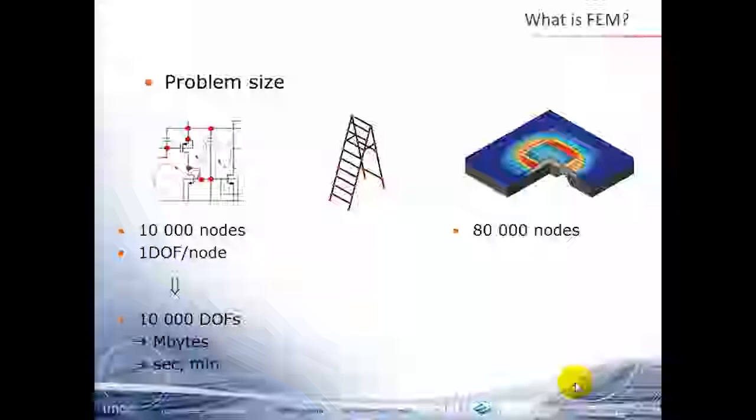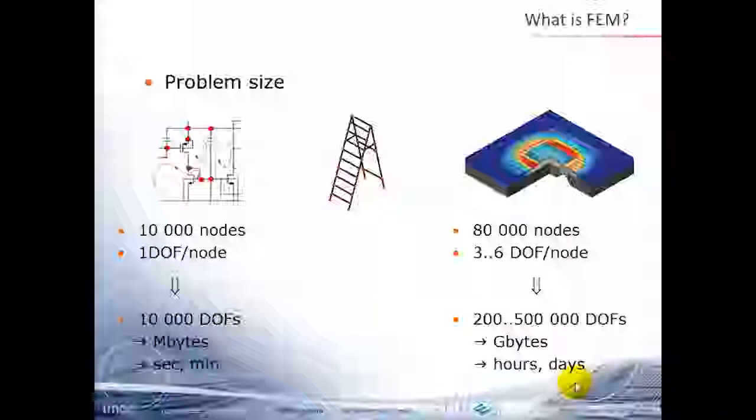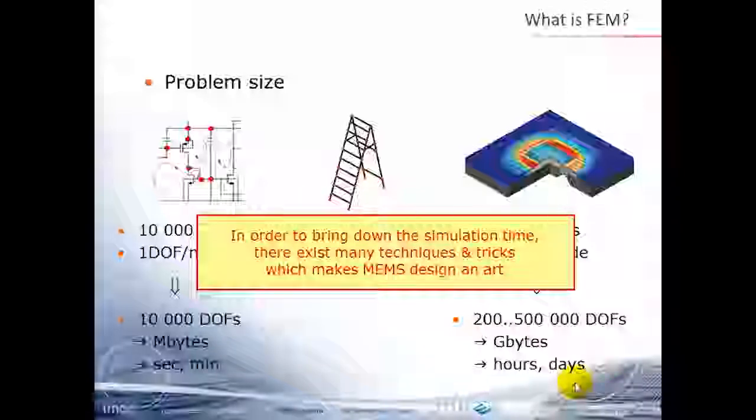In MEMS, if you mesh, you easily get much more nodes. You have typically 3D degrees of freedom, X, Y, Z, and if you include some bars or whatever, you have also the rotation of these bars, so you have 6 degrees of freedom, and you easily end up with, let's say, half a gigabyte of memory, and for a static solution it takes you hours, and if you want to do a transient solution, there's a lot of other work, emails you can answer, and then maybe the next day you will come back and you can look at the result of your simulation. So, in order to bring down the simulation time, there exist many techniques and tricks which make MEMS design an art.